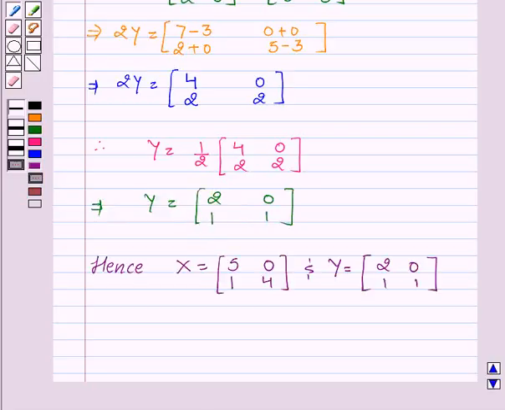Hence, x equal to 5, 0, 1, 4 matrix and y equal to 2, 0, 1, 1 matrix.